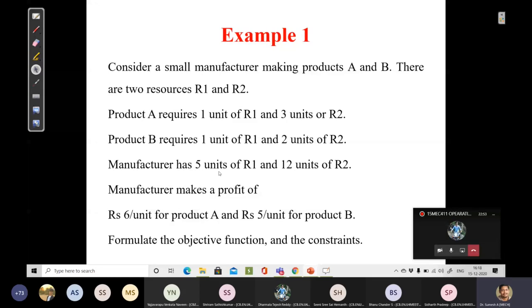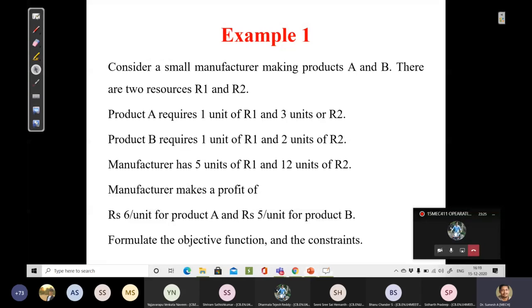Profit will be maximized by the number of units of product A, which we have taken as x1, and the number of units of product B, which we have taken as x2. The total profit from product A will be 6 into x1, and from product B, 5 into x2. That is what I have written over here.